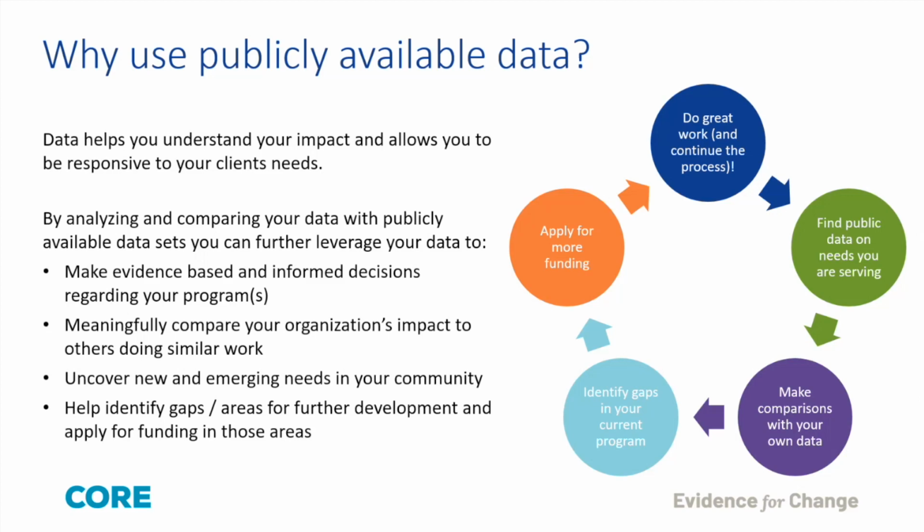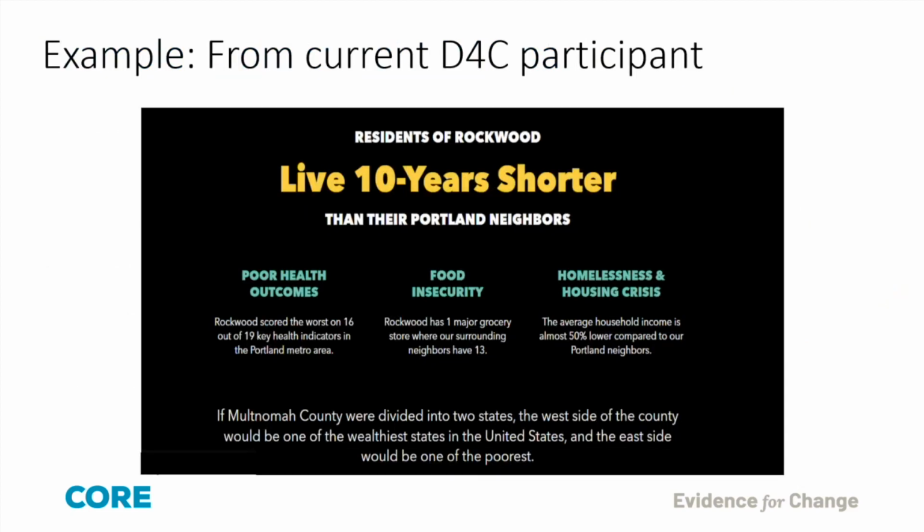And we wanted to share on the next slide a really cool example from one of our Data for Change participants of what an organization can do or create when they're supplementing their primary data collection with secondary numbers. So this is about the residents of Rockwood living 10 years shorter than their Portland neighbors. It has information on poor health outcomes, scoring the worst on 16 of the 19 key health indicators in the metro area. Food insecurity, Rockwood has one major grocery store where the surrounding neighbors have 13.